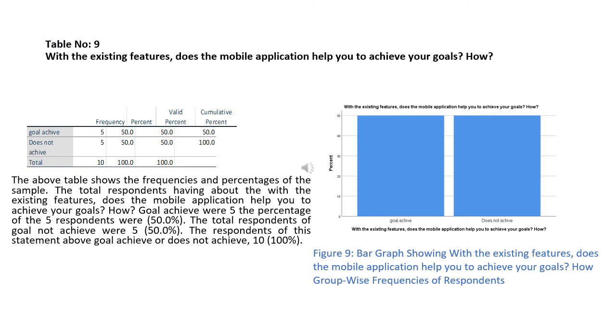Table number 9. With the existing features, does the mobile application help you to achieve your goals? How? Basically, most of the respondents responded equally: goal achieved and goal not achieved.